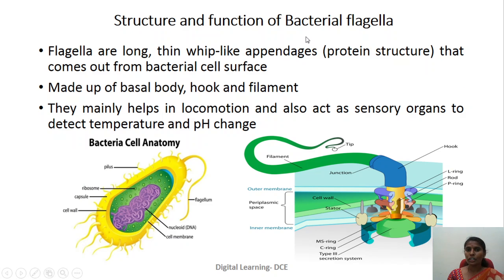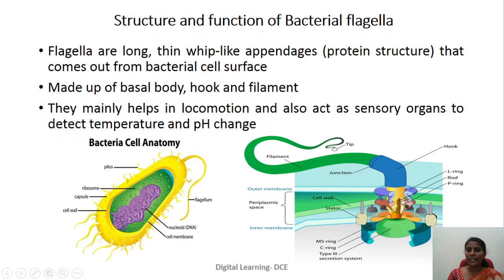Coming to the structure and function of flagella. These flagella are long, thin, whip-like appendages which are also proteinaceous in nature and come out from the surface of the bacterial cell. So this is a long, thin, whip-like structure which comes out from the bacterial cell surface, and it is made up of three important parts.